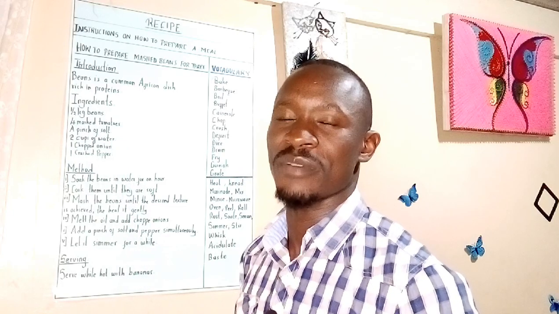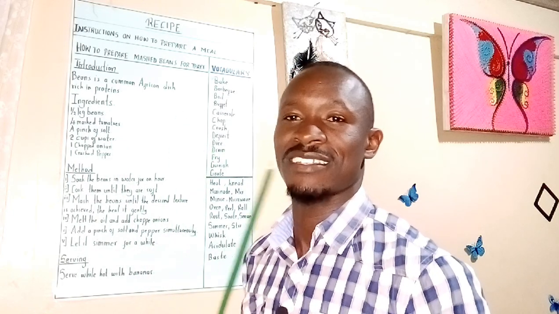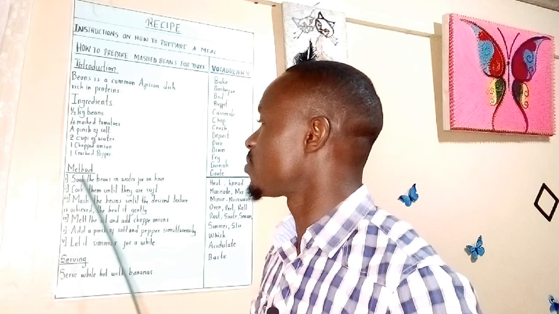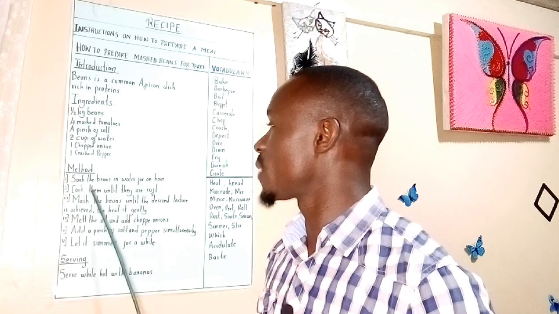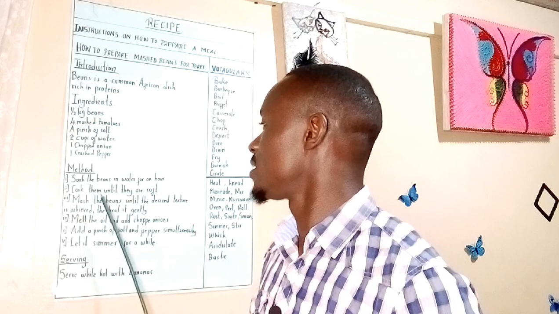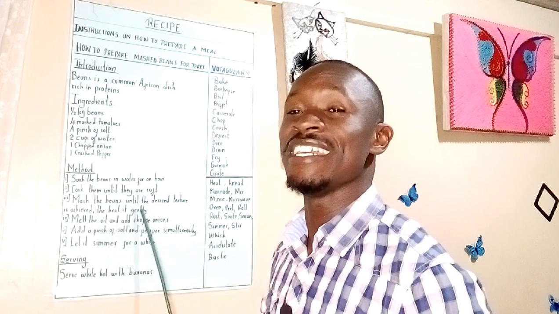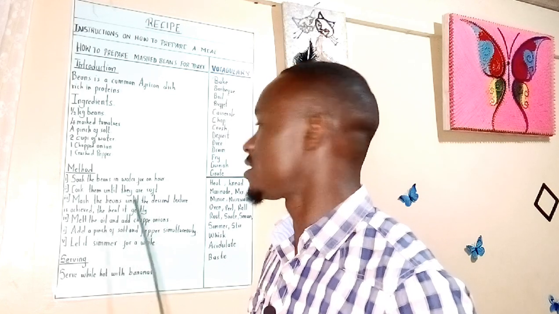After that, then we go to the methodology. This is the place where you must mention the vocabulary that is unique to recipe writing. And in the first one, we have: soak the beans in water for an hour. And then we have: cook them until they are soft. Mash the beans, that's the recipe terminology, until the desired texture is achieved. Then heat gently. Again, heat is based on recipes.